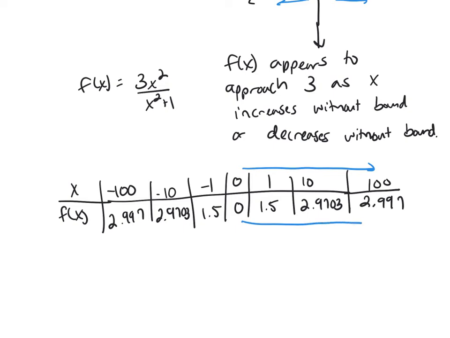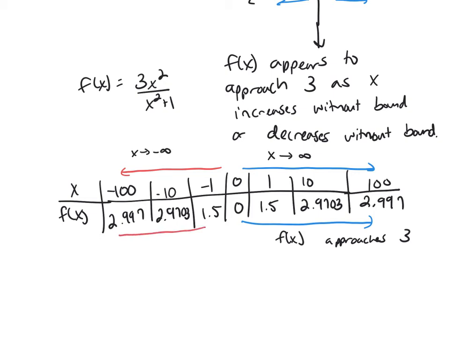So if I look as x gets larger here, I look at my y values and they're appearing to get closer and closer to 3. So as x goes to infinity, as x gets really, really large, it's like f of x approaches 3. If I look as x decreases without bound, I could say x goes to -infinity. My y values, again, they're the same y values I had before. So it looks like f of x approaches 3.